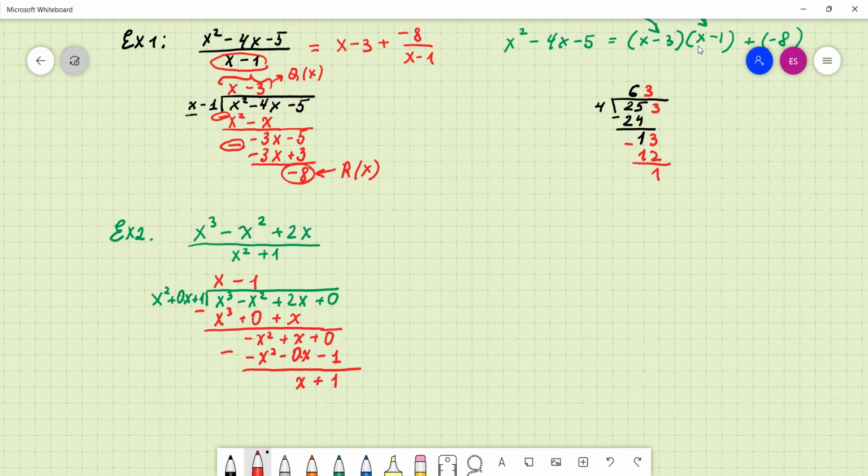So my result is going to be my quotient, right? And that's going to be my remainder. I'm going to write out x minus 1 as my quotient plus x plus 1, and my divisor is x squared plus 1. So I'm going to put it over here. That's going to be the result of my division. How do I know that I should stop dividing after I get x plus 1?